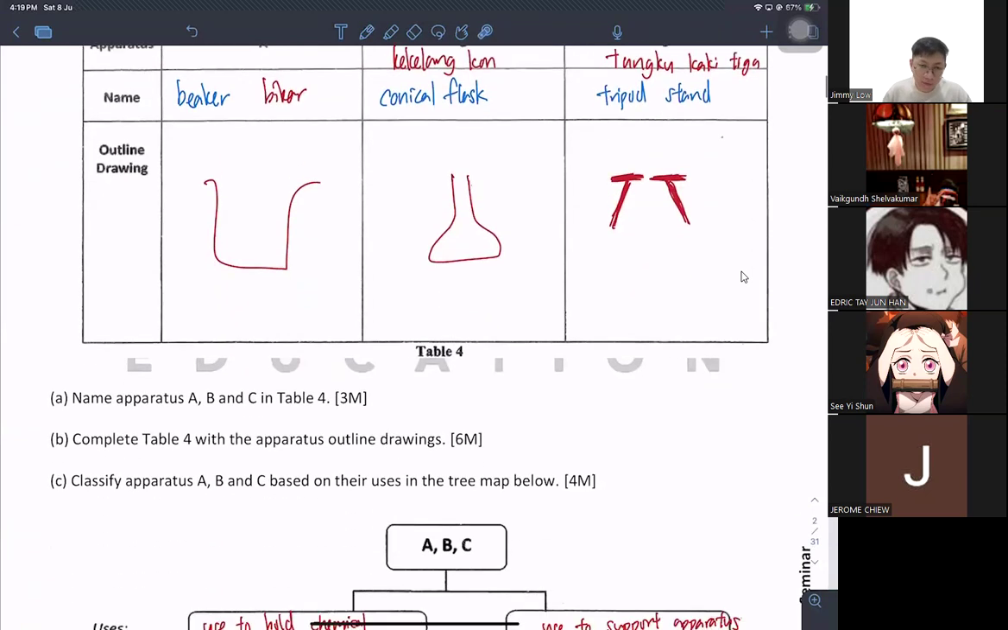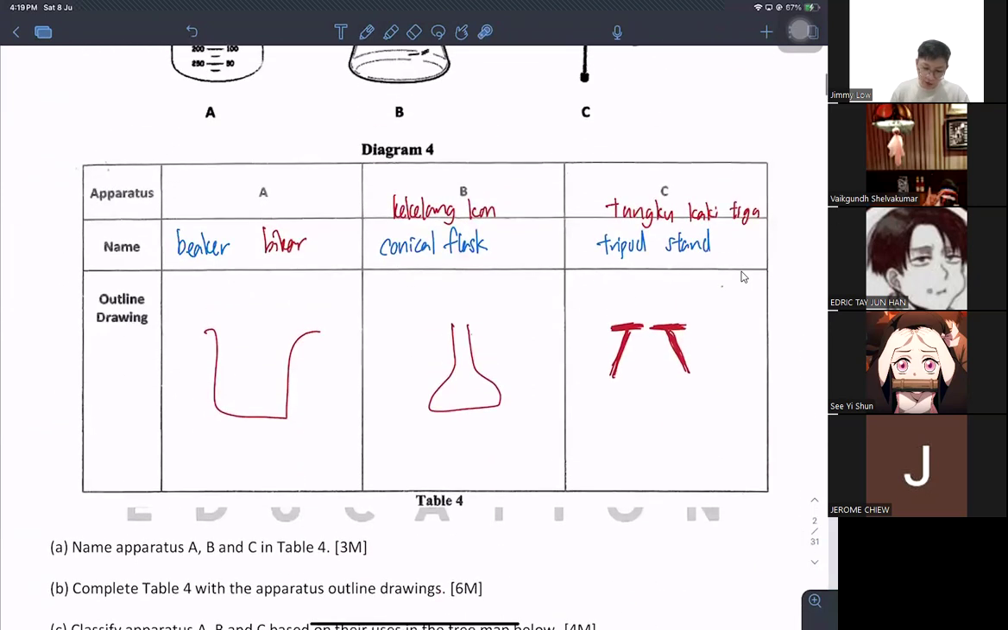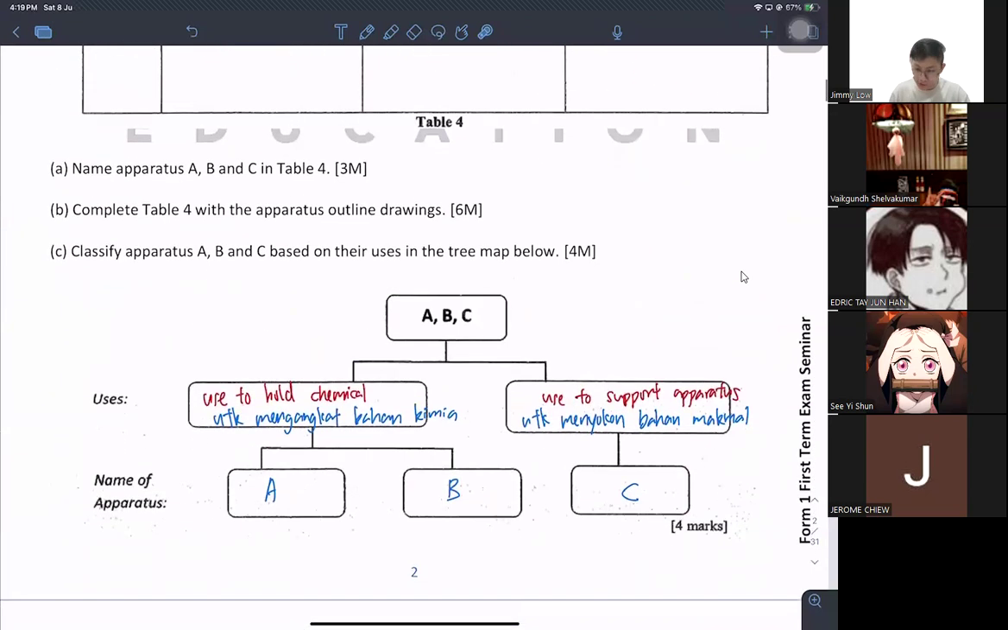Okay, so somehow the question will ask you to classify them into a few categories. You have to identify by your own. What is the function of these two things? They are going to be used to hold the chemical substance. And this thing, it doesn't hold anything, right? It is used to support. What it can do is just supporting. So it is just supporting, and it is used to hold chemical substances. So A, B, C.